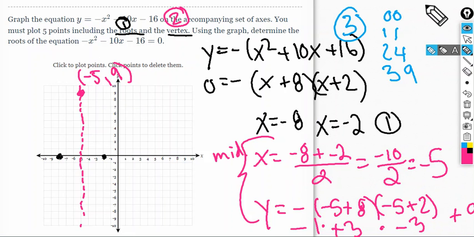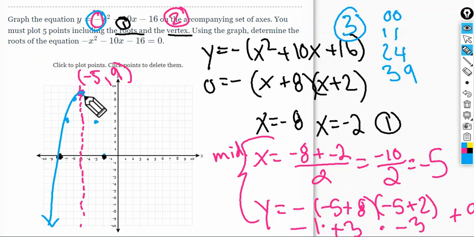Okay, now I have my count values, guys. This graph is opening down because of the negative. So I know that it's supposed to look like this. Over 1, down 1. Over 2, down 4. Over 3, down 9. Oh, magically, it ends up in the same place. It's not magic, that's just how the points work. And connect the dots. Now, when you are drawing your parabolas, make sure you draw until you get the arrows.